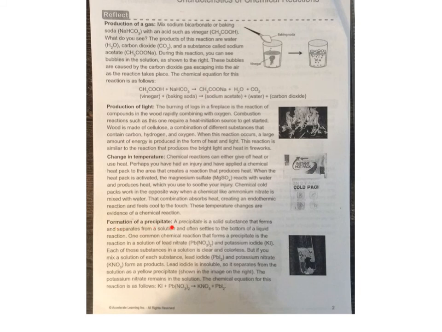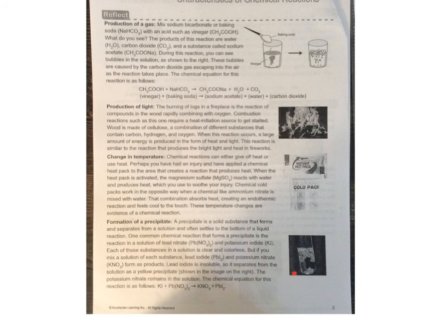Formation of a precipitate. A precipitate is a solid substance that forms and separates from a solution and often settles to the bottom of a liquid reaction. One common chemical reaction that forms a precipitate is the reaction of a solution of lead nitrate and potassium iodide. Each of these substances in a solution is clear and colorless. But if you mix a solution of each substance, lead iodide and potassium nitrate form as products. Lead iodide is insoluble, so it separates from the solution as a yellow precipitate.